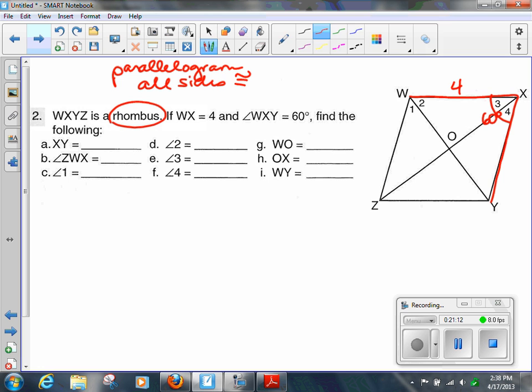Why? Because they're all congruent, because it's a rhombus. Why? 60 divided by 2, which is 30 and 30. You better be writing this down and paying attention to what's going on.